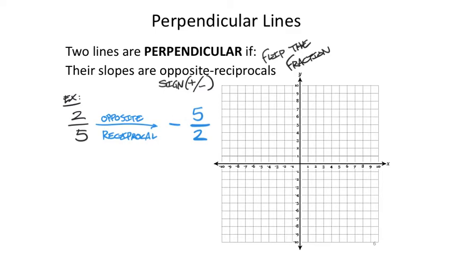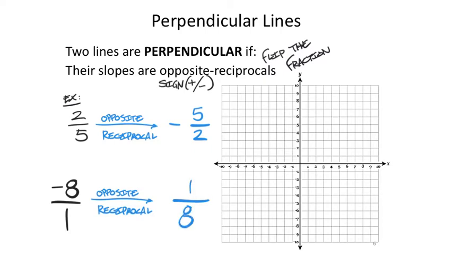Now, what you may see from time to time is just a regular number, let's say like -8. Since we want the opposite reciprocal here, what you'll probably want to do is make it a fraction, which we've done before. So we make it -8 over 1, and from here, we know that since it's negative, I'm going to make my new fraction positive, but then just flip the fraction into 1 over 8. So where this one is down 8 to the right 1, this one's up 1 to the right 8, which gives us perpendicular slopes.